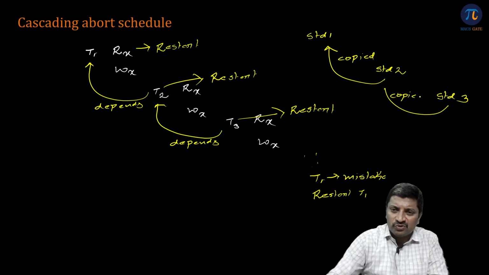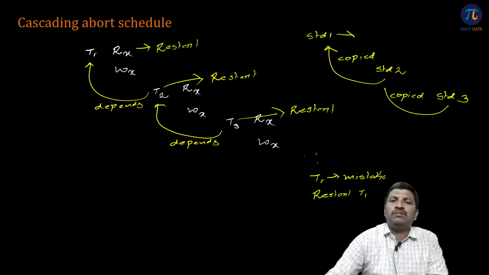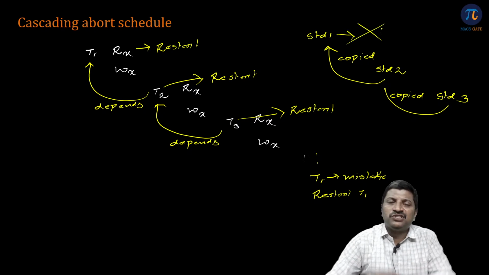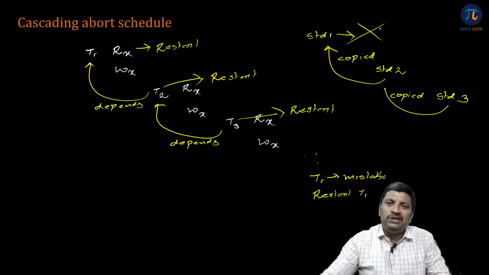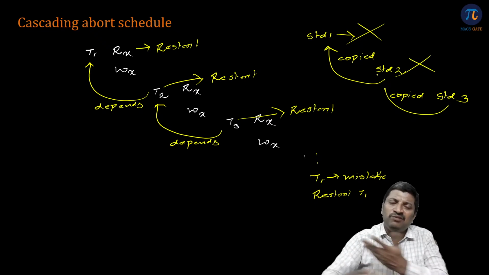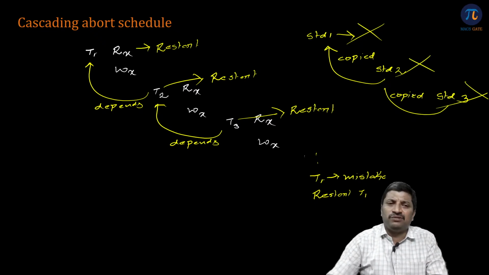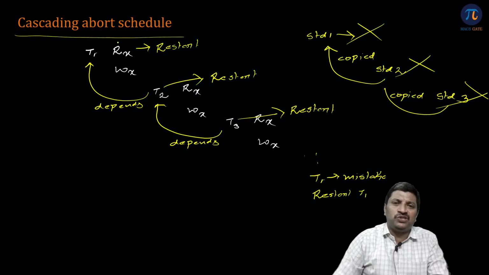Student 3 copied from student 2. Now, after some time he realized and struck out the problem, or struck out the page. Then automatically what will this fellow do, sir? He will also strike out. That is a cascading abort schedule.